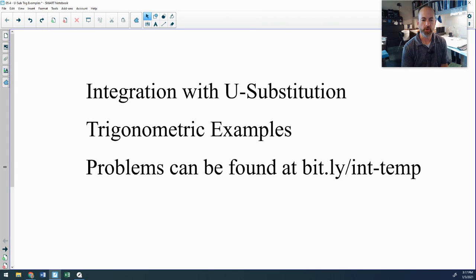Let's look at some integration with u-substitution, and all of these problems involve trig functions.